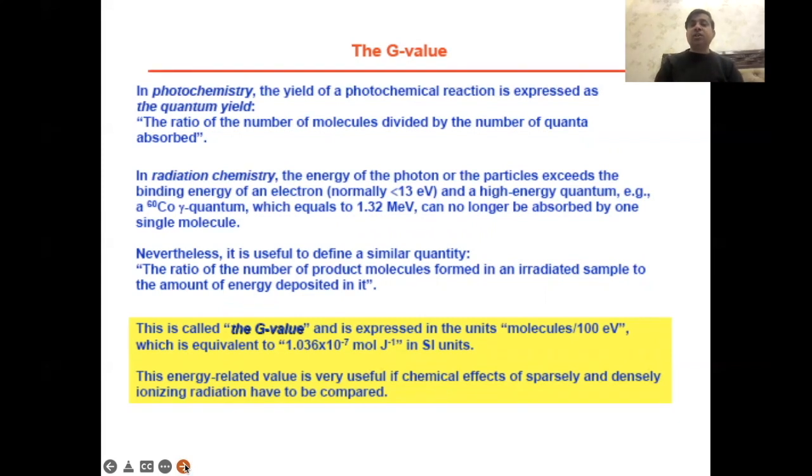So we quantify these free radicals in the form of G value. In photochemistry, the yield of a photochemical reaction is expressed as the quantum yield, which means the ratio of the number of molecules formed divided by the number of quanta absorbed. This is the formula we use to quantify the quantum yield in photochemistry: number of molecules divided by the number of quanta. Basically, it is one of the ways to quantify the reaction.